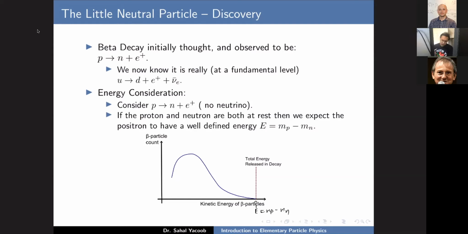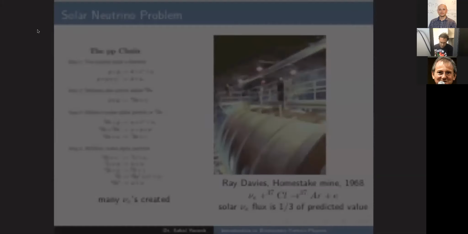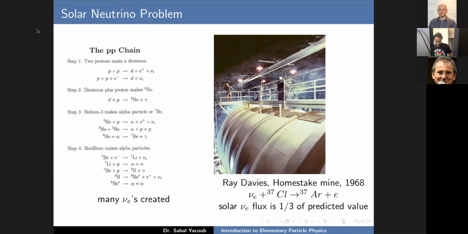So neutrinos are often inferred rather than detected. By inferred, I mean we see something missing, we see missing energy or missing momentum and attribute that to the neutrino. That makes them experimentally challenging and exciting.